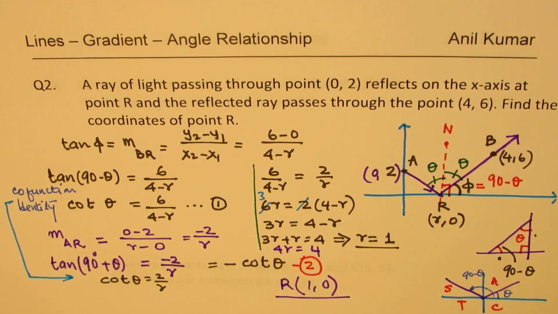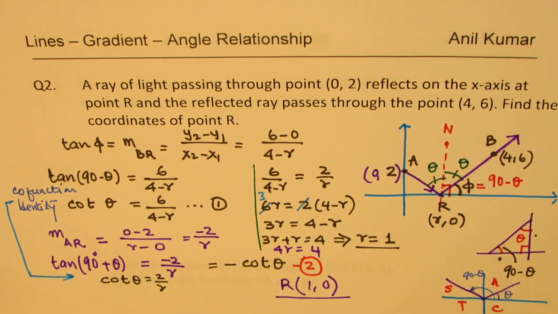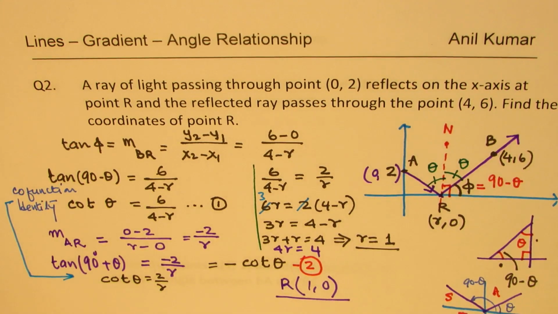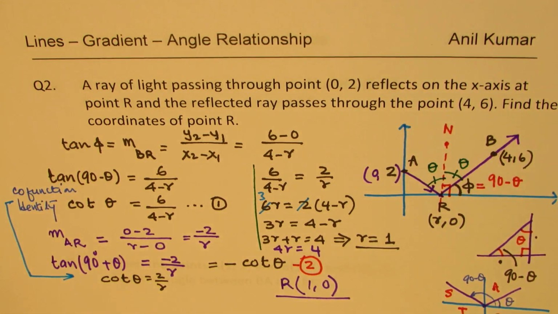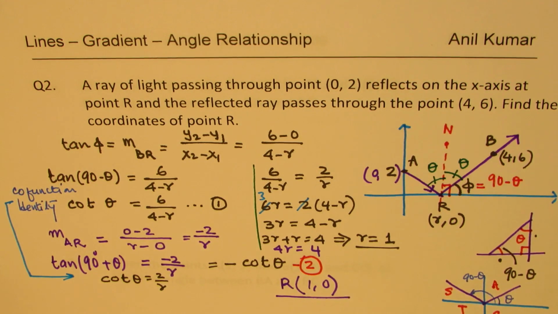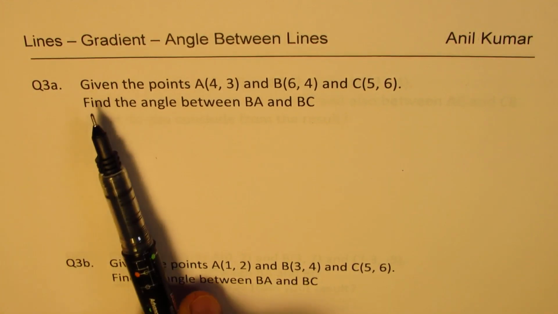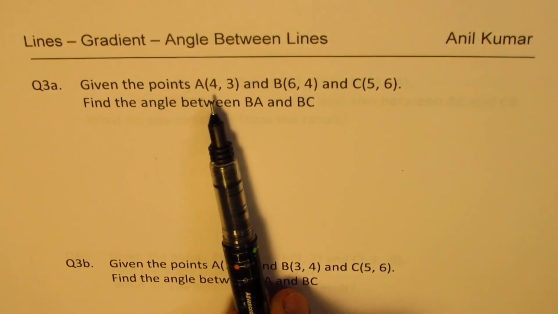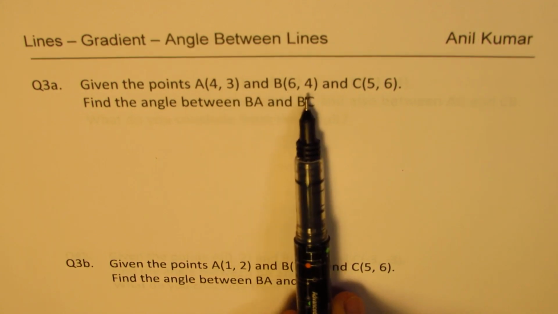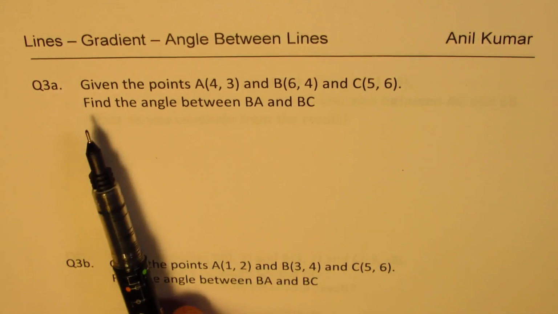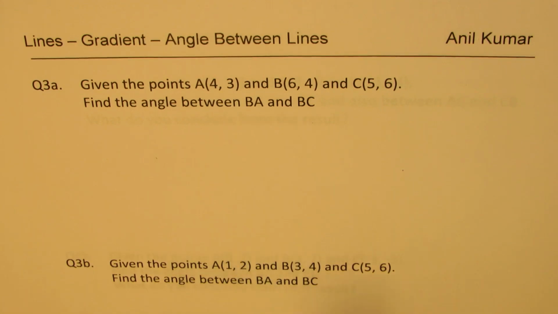Perfect. So with this, we complete our video on understanding how to relate lines with gradients and angle relationships, when we are talking about parallel and perpendicular lines, and also considering reflected lines. Now, here are a few practice questions for you. I would like you to pause the video, copy the question, and solve it. Question number 3a is, given the points A (4, 3), B (6, 4), and C (5, 6), find the angle between BA and BC.